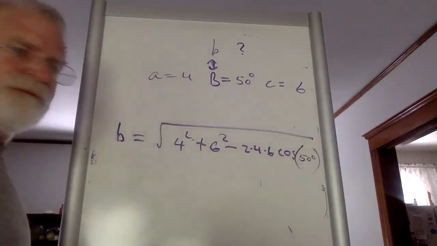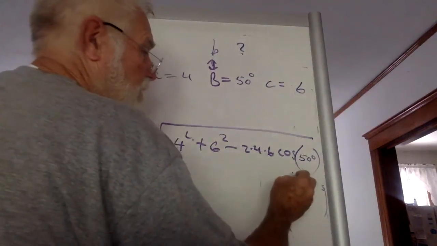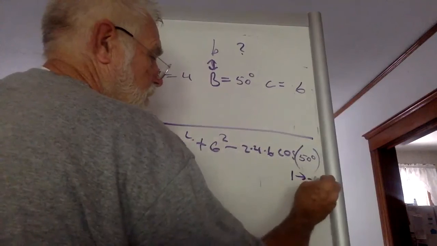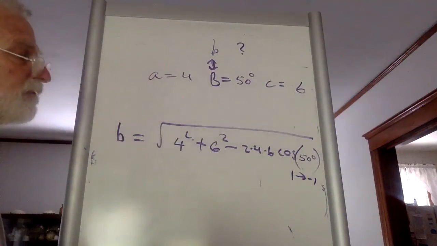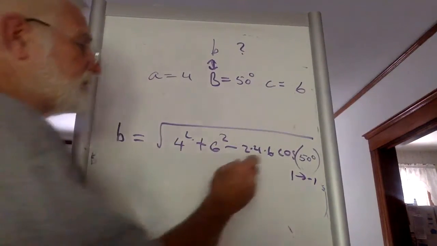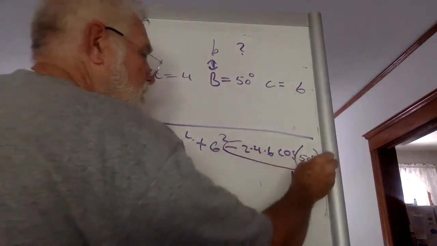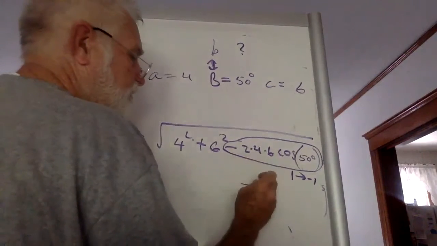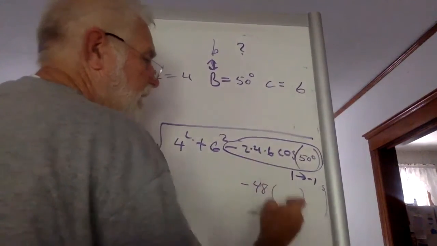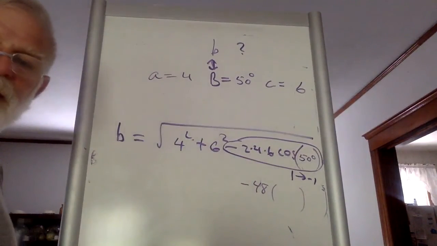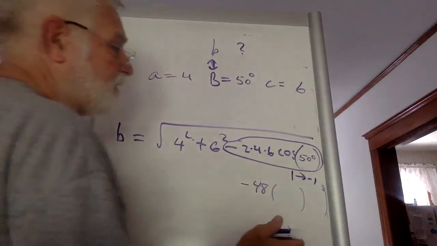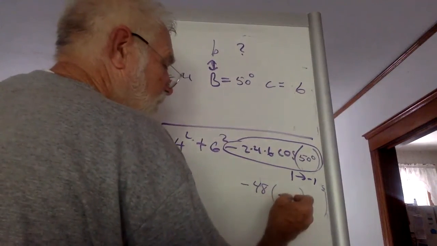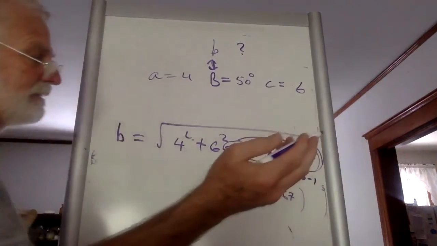What is the cosine of 50 degrees? Some kind of ratio between 1 and -1. It's in the first quadrant, so it's positive. So this is just one number. That's a number, and it's minus 48 times the cosine of 50. Well, the cosine of 45 is 0.71, so the cosine of 50 has got to be less. So how about 0.67 as a rough guess?